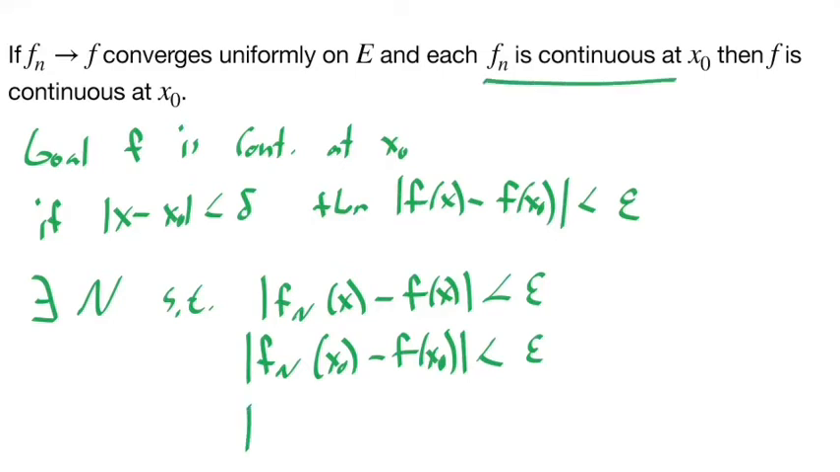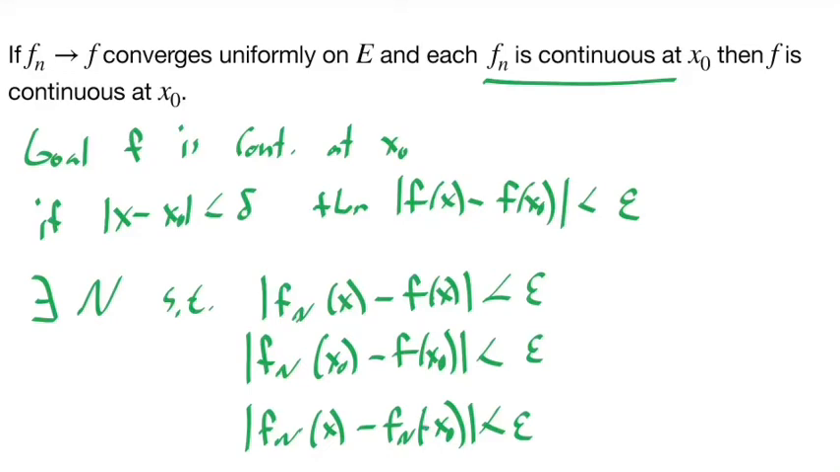And then finally, I know that since fn is continuous, I can make |f_N(x) − f_N(x naught)| less than epsilon. And now if you look closely, you'll see I've actually got a triangle inequality with three things connected here.